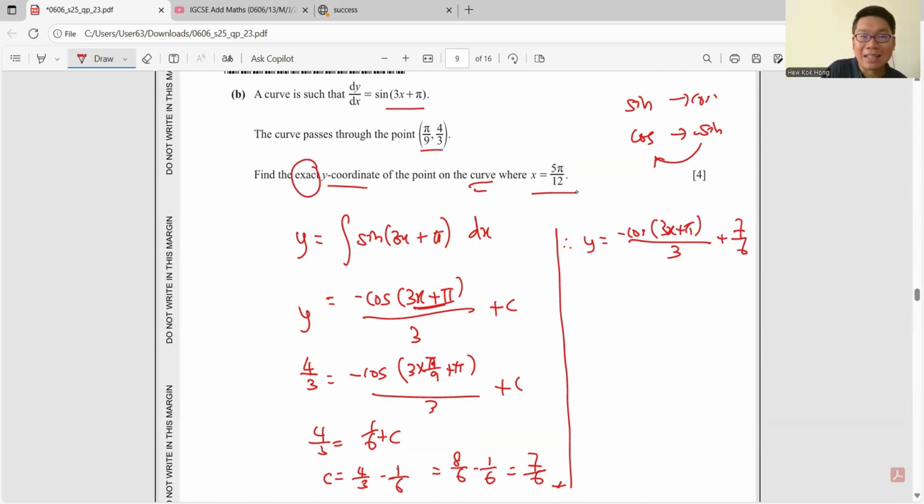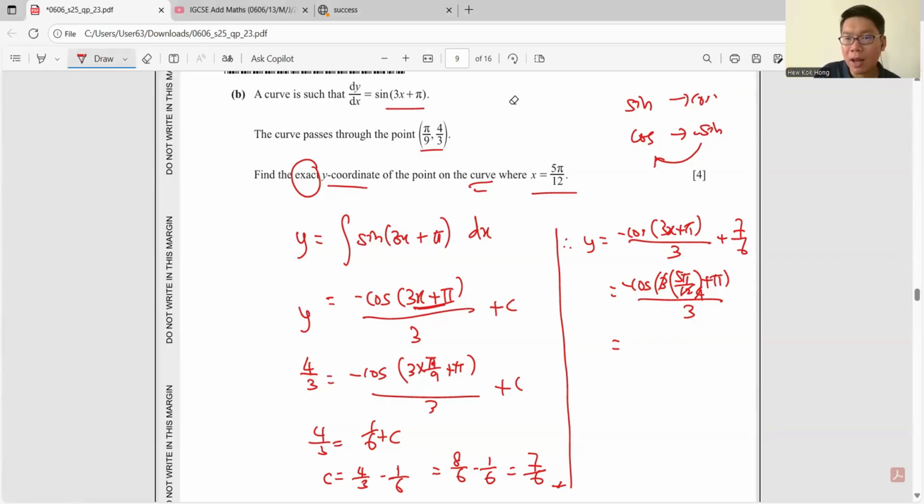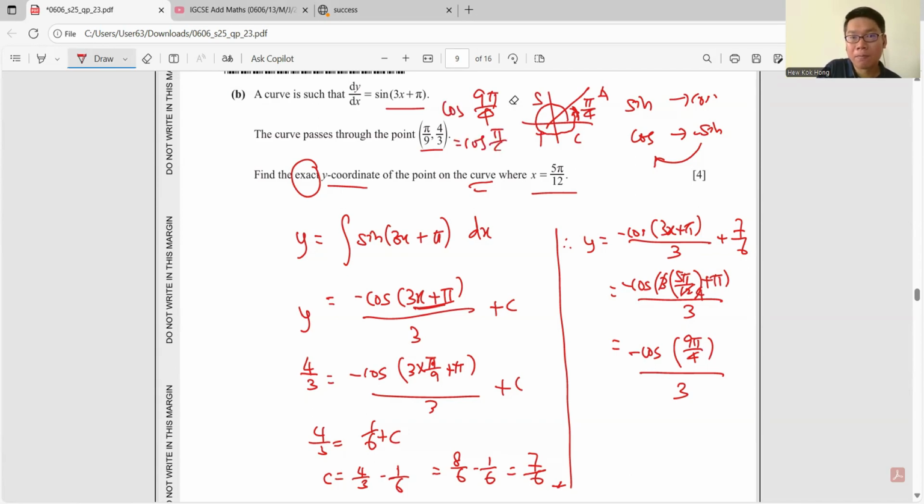Then the question asks you to find the exact y coordinate when x is 5 pi over 12. We'll simplify this part. 5 pi over 4 plus pi will become 9 pi over 4. Some of your calculators can give you the exact value, then it's good. But if your calculator cannot give you the exact value, you need to count yourself by referring back to the table. So 9 pi over 4 is already more than 2 pi and comes here as pi over 4. Cos here is still a positive value. Cos pi over 4 is root 2 over 2. So this is the exact value for the y coordinate.